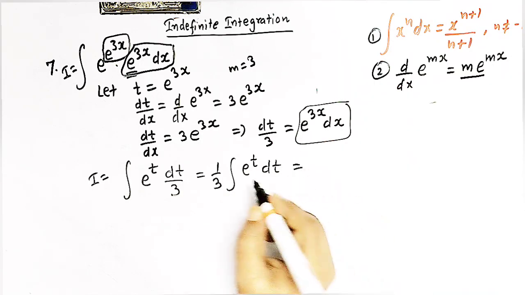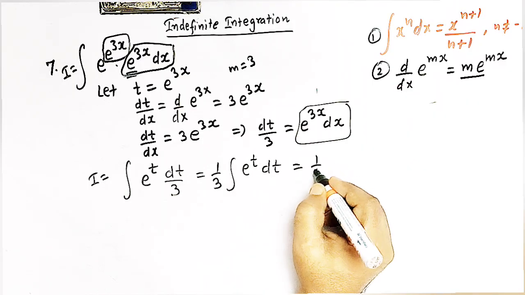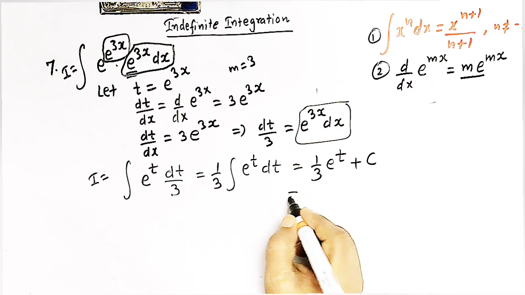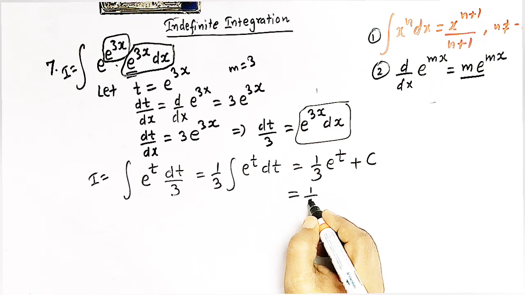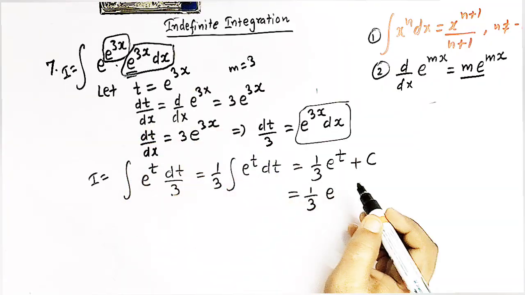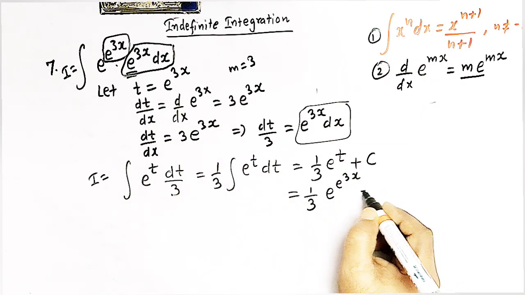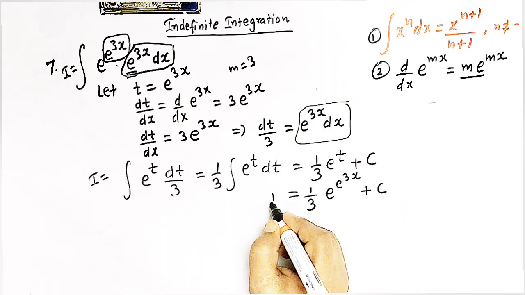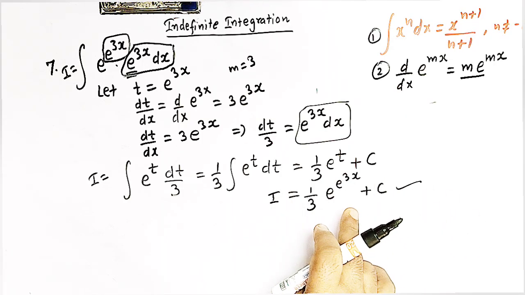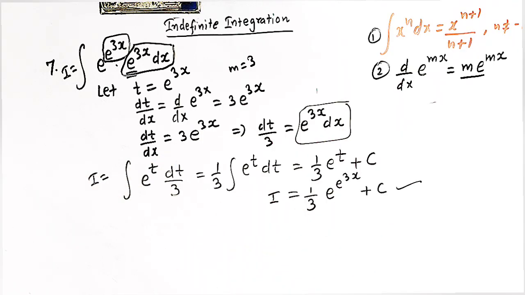Now the integral of e raised to t dt is e raised to t plus c, where c is the constant of integration. So we have 1 over 3, and we can now replace t by e raised to 3x, plus c, the constant of integration. So this is the required expression for this indefinite integral.